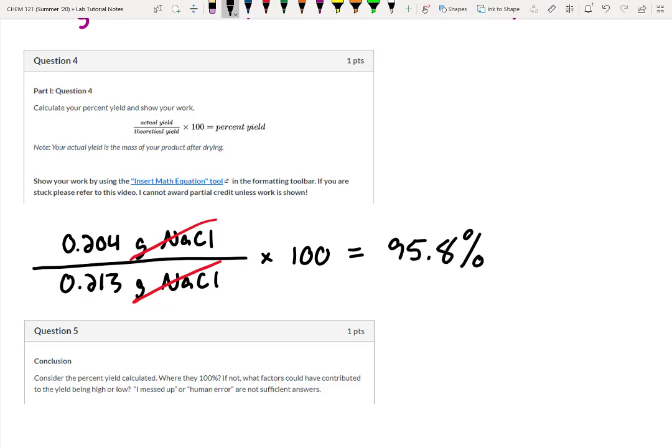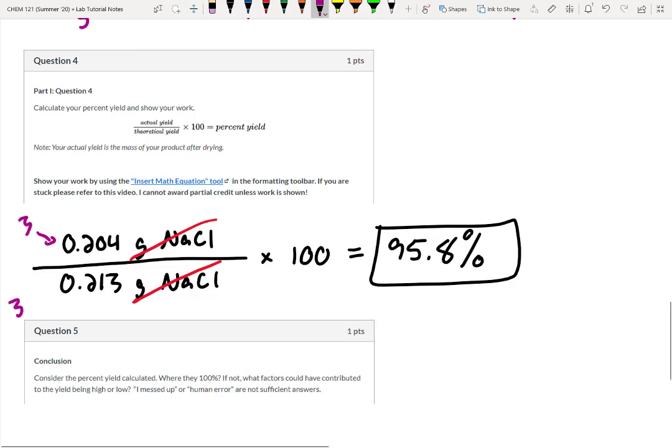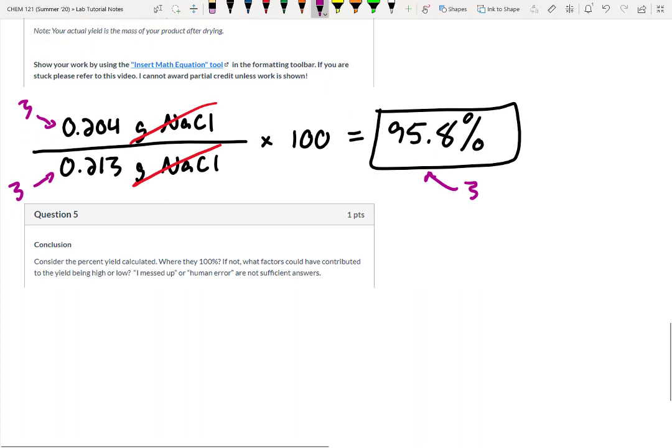And it's going to be 95.8%. Again, we started out with 3 sig figs here, and we had 3 sig figs down here. So we want to stick with our sig fig rules and stick with 3 sig figs in our final answer. And what this means is we didn't get 100% of what we were expecting. We only got about 95.8% of what we were expecting. And that leads us to question 5.